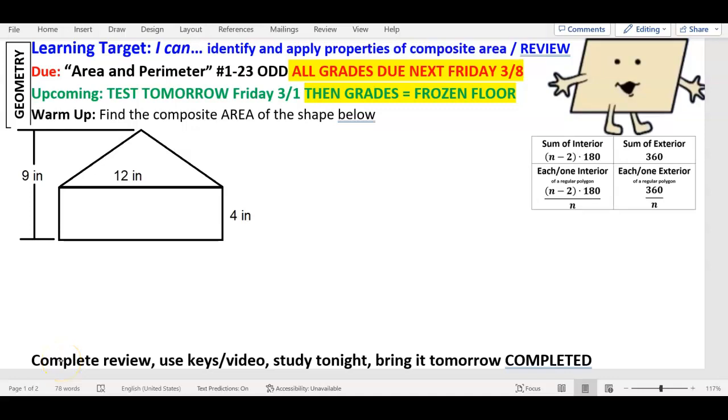Area and perimeter, that is due. You want to turn that in. It's number 1 through 23 odd. You don't have to do the whole thing, right? Yesterday I was not here for part of the class and I showed up, right?